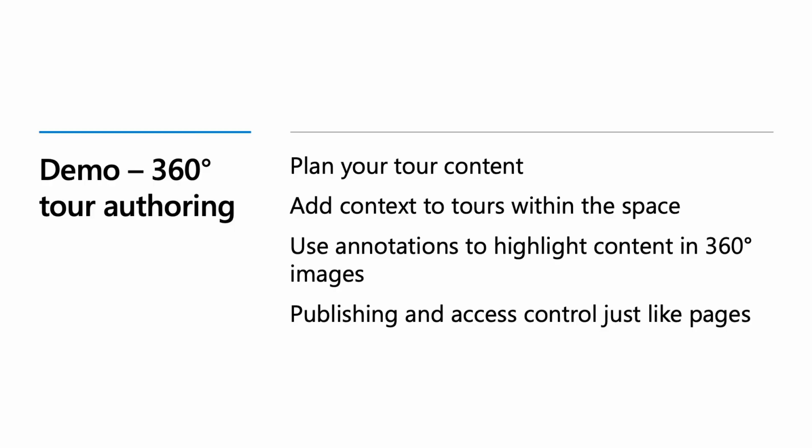Finally, use the annotations to highlight content in the 360-degree images. So again, the 360-degree images are great at giving people a context of where things are within a space, but adding context to that with files, with text, with images is great in order to give people a real view of what is in that image and what is important and the story that you're trying to get across.